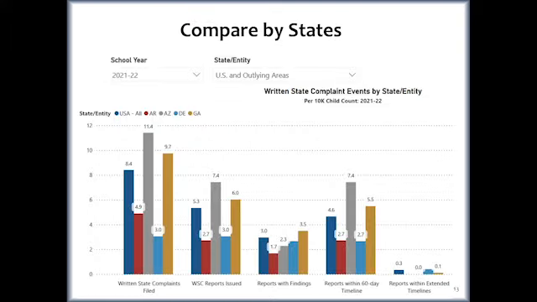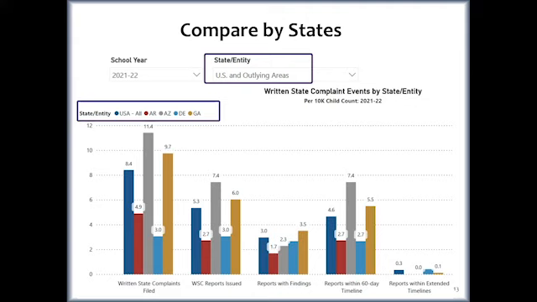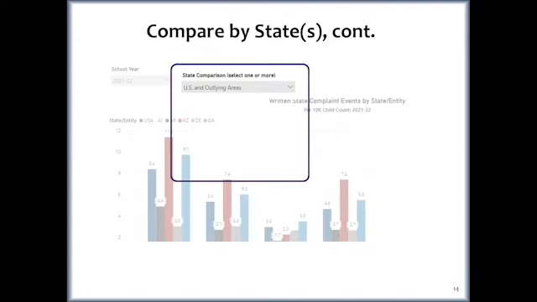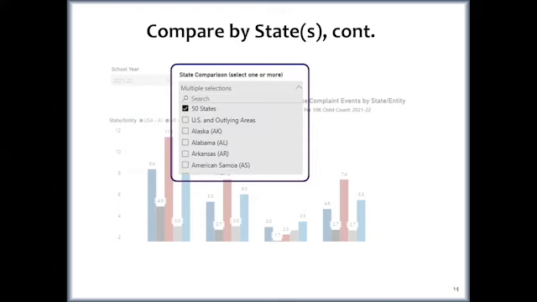Next, we'll talk about how to compare states. Most of the charts allow for comparison by one or more states and entities, including comparing to the national figures. When chosen, you will see in each chart what states are represented by the legend as each new visual is generated. The default setting is always U.S. and outlying areas, but you can change that to only show the 50 states or individual states. When multiple selections are allowed, you can click on several states to compare them to each other.